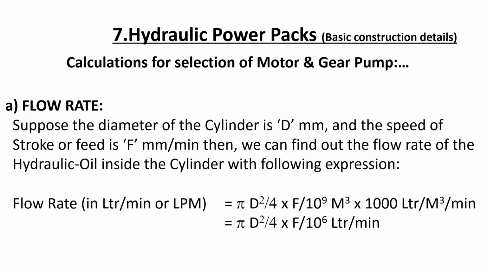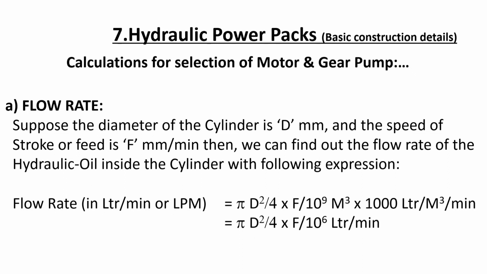Now let's understand how to calculate the flow rate. Suppose in this press the diameter of the cylinder is d mm and the speed of the stroke we require, or the feed, is f mm per minute. We can easily find out the flow rate of the hydraulic oil inside the cylinder with the following expression.